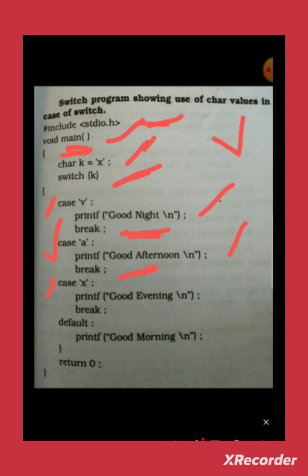If the user types x, then printf good evening. By default, print good morning. While executing this program, what will be printed on screen? Good evening will be printed on screen. Why? Because inside the program itself I have already declared k equals x. So while executing this program, it will automatically take k equals x, so case x will be executed, and good evening will be the output.